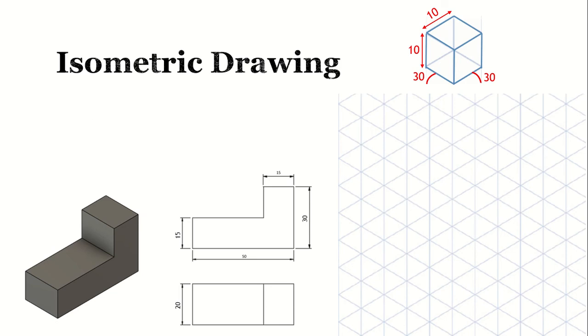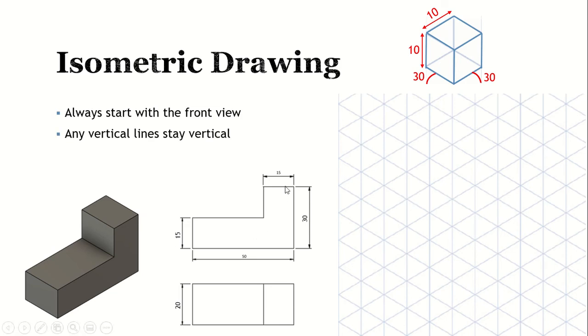Now if I want to draw, I'm always going to start with the front view. So if I look at this shape right here, this is my front view. Let's say, for example, I will start with this line right here, which is 30, and the rule says any vertical line stays vertical. So if I have 30 and I know that every box is made up of 10, then it would be 3 boxes. 1, 2, and 3. Making sure that the vertical line stays vertical. So I do not change anything about the vertical lines.